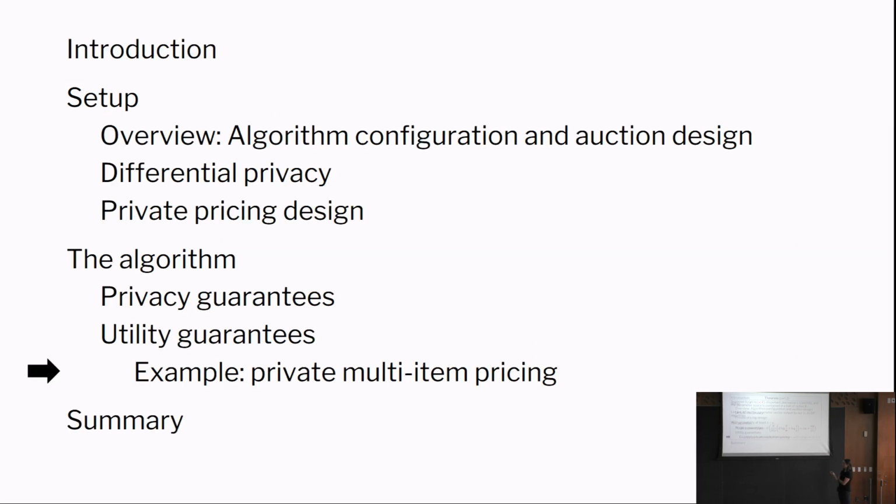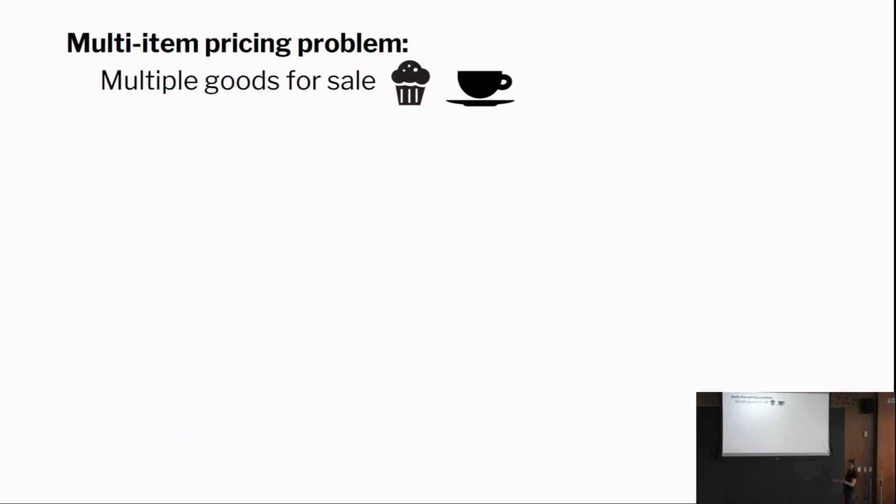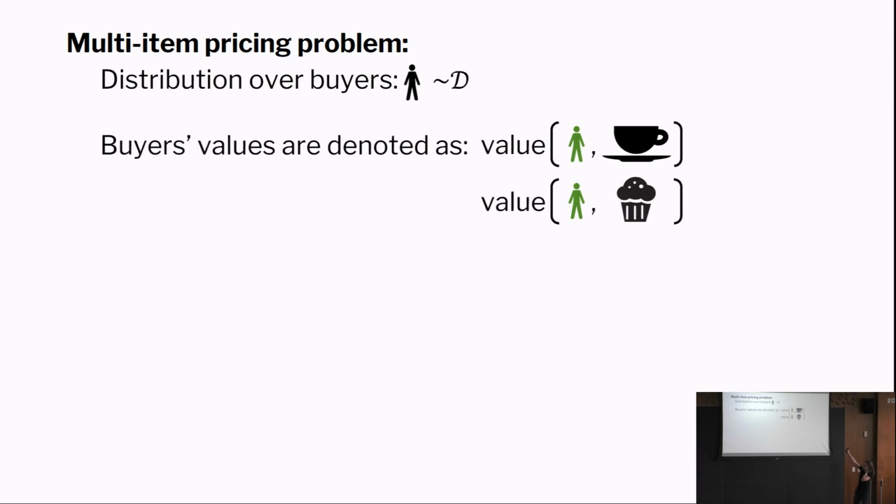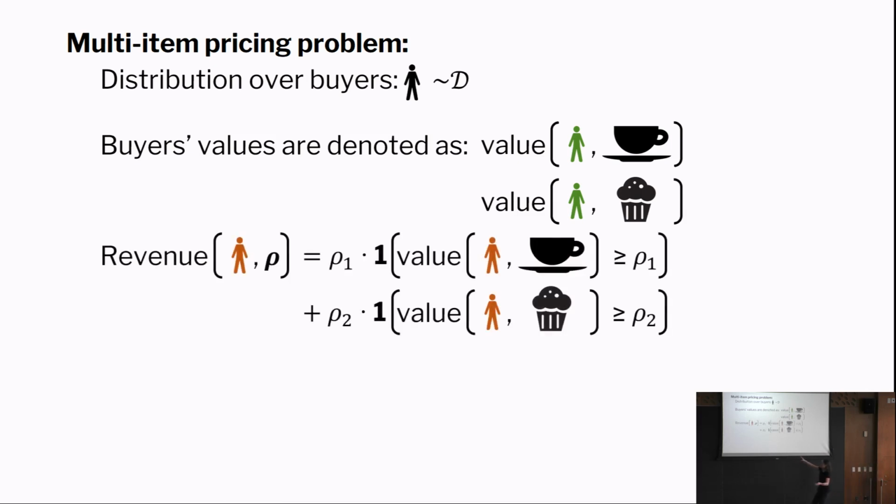And so now I just want to go through an example of what this WK dispersion might look like in a pricing problem, a multi-item pricing problem. In this multi-item pricing problem, there are 2 goods for sale, for example, a coffee and a muffin. Again, we have a distribution over buyers. Buyers' values are denoted as before. I'm assuming they're additive, just for simplicity. So the amount of revenue I can extract from this orange person, given prices P1 for the coffee, P2 for the muffin, is just the price I can extract for selling the coffee at price P1, plus the price I can extract for selling the muffin at P2. So it's exactly the same as before.